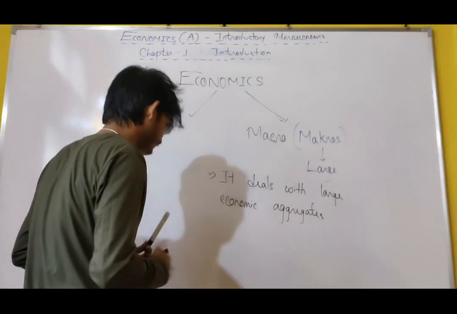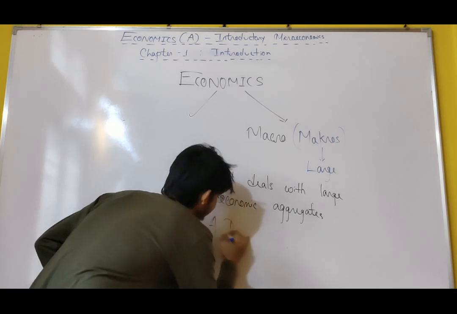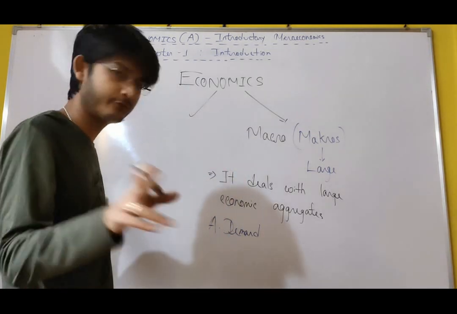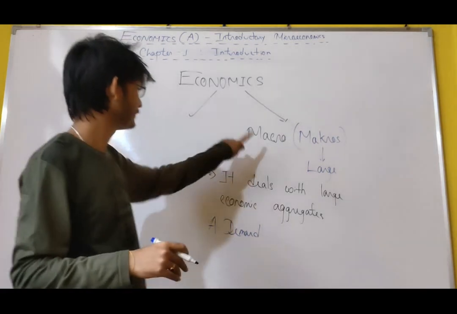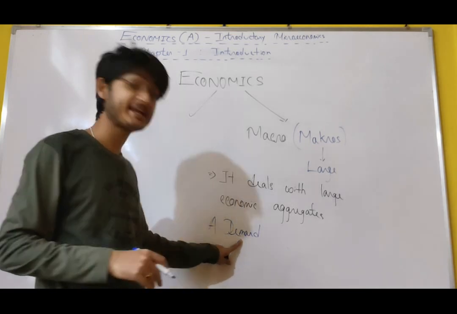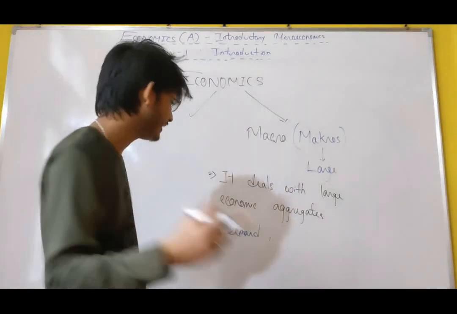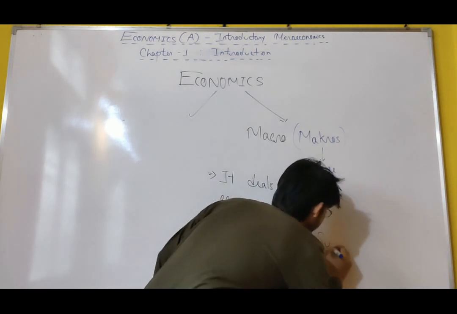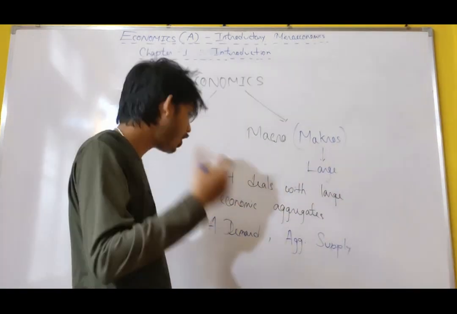like aggregate demand. If we swipe back in the video to microeconomics, we will get to that. In microeconomics, we had individual demand, but here in macroeconomics, we are getting aggregate demand. Similarly, in microeconomics, we had individual supply, but here it will be aggregate supply, the sum total of all the supplies. And aggregate demand means the sum total of all the demands.